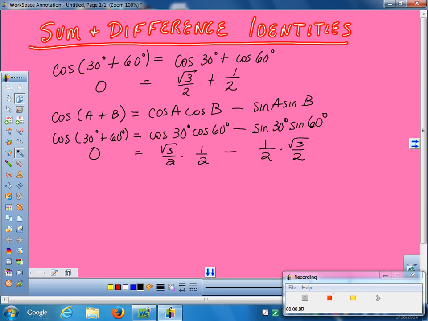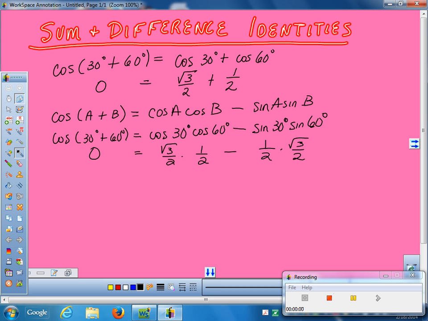So those are your sum and difference identities. There are actually all six of them on the sheet. I'm going to write them out to the side here. For those of you watching the video, if you don't have an identity sheet, you'll need to get a copy, which is always posted on the website.